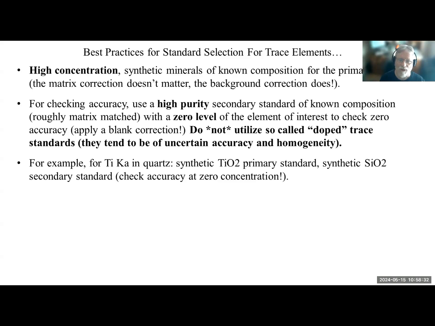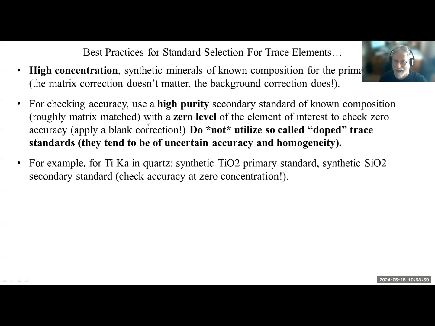We don't want to use doped standards. They are heterogeneous. They are uncertain. We don't know really how good they are. So we do know zero. Zero, it's a gift from the science gods that we can measure a zero blank and therefore know our accuracy to our precision. So as well as you can precisely measure zero, you now know that your accuracy is equal to that precision. That's the beauty of a zero blank.